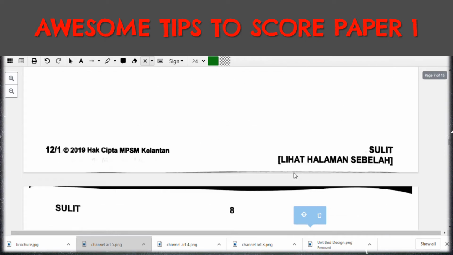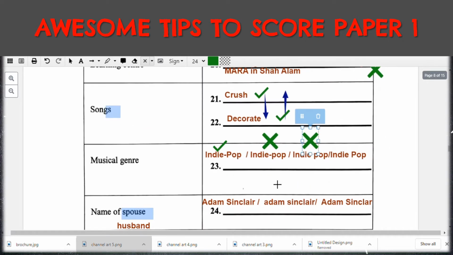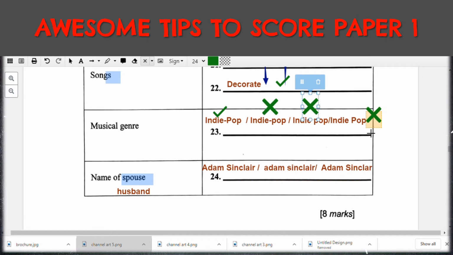Hyphenated. So to play safe, copy from the text. So it's wrong. Copy and paste from the text. That is the safest. Okay, remember, copy and paste from the text. Make sure your spelling is accurate.